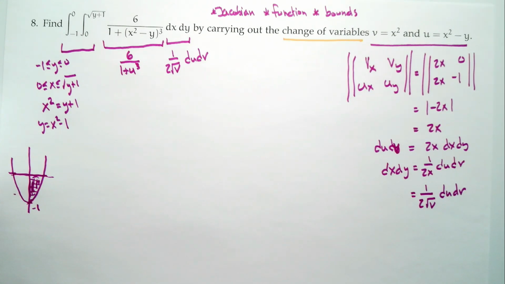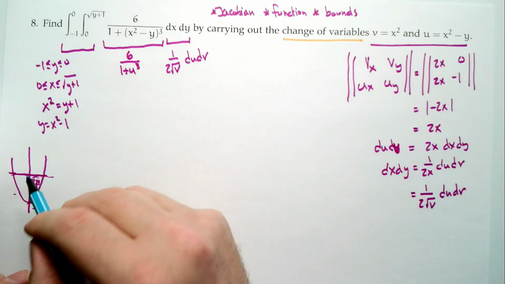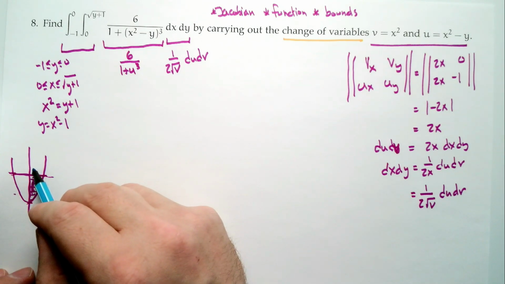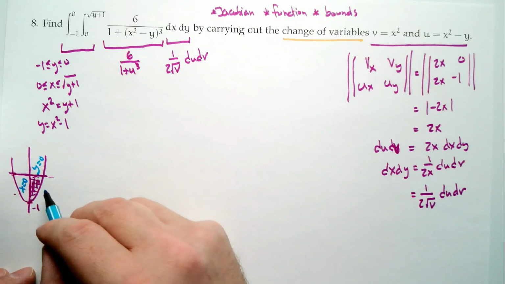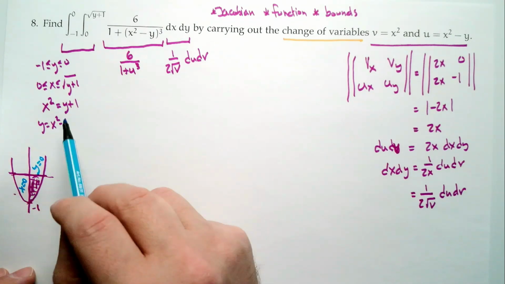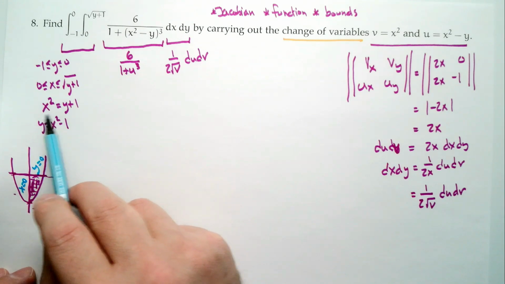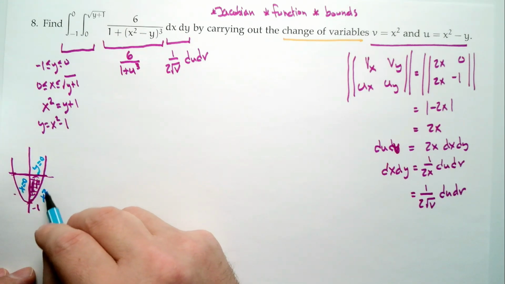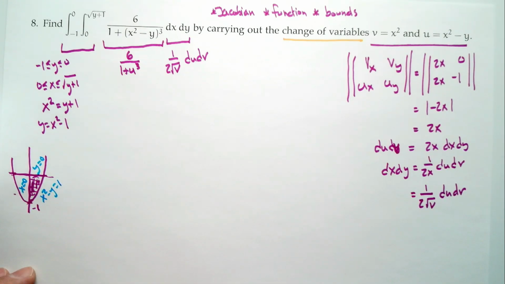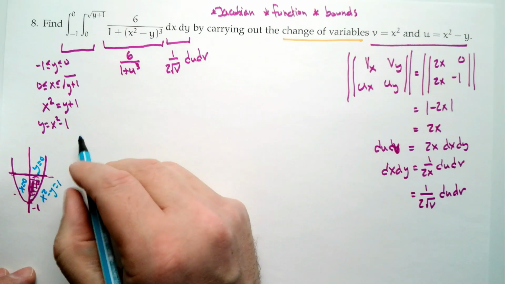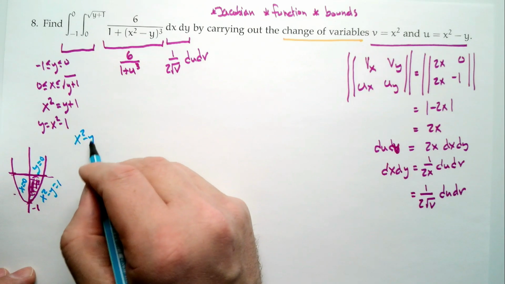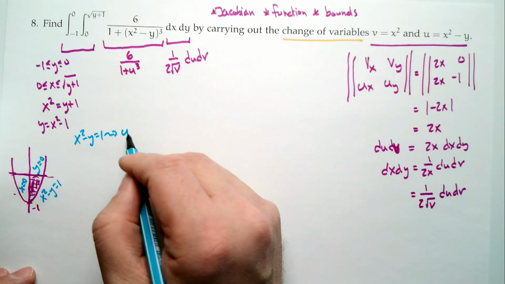So to figure out my new bounds, what I do is I say, okay, let's just take the bounding curves and see what they become. So I have 3 bounding curves. This y equals 0, x equals 0, and then I have this bounding curve here, which I could write as x squared minus y equals 1. So some of these are pretty easy. X squared minus y equals 1 translates nicely into u equals 1.